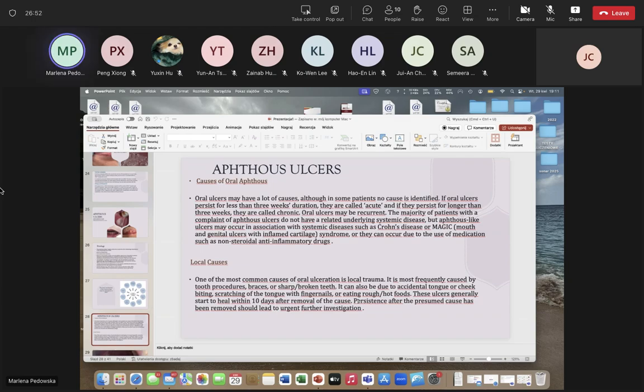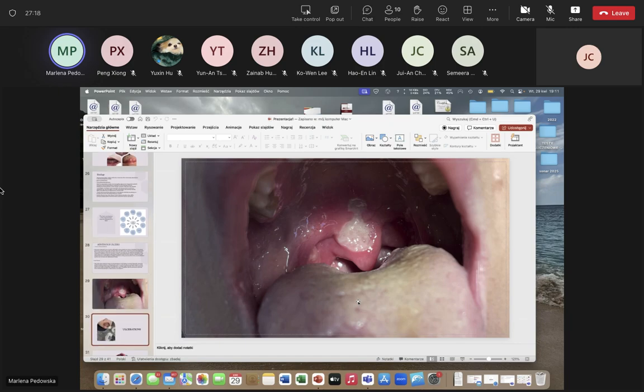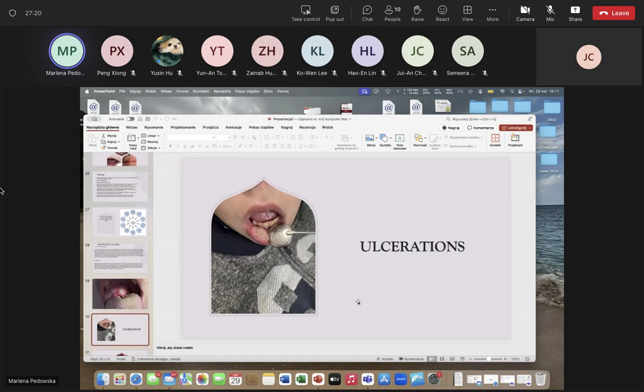Usually the small aphthous ulcers heal after 10 to 14 days. But the problem is with the Sutton's aphtha, the big aphtha, which is usually very painful, and it's related with different rheumatoid and dermatological diseases, and it's not so easy to heal the lesion.